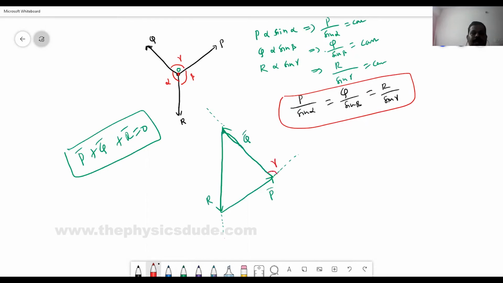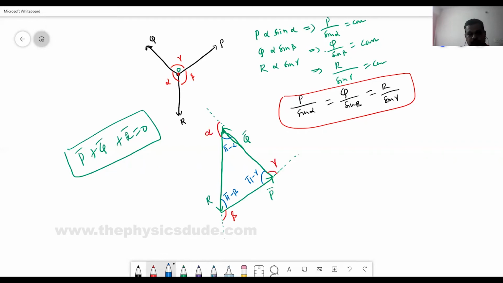Similarly, the angle between Q and R is alpha. So this angle is alpha. And the angle between R and P is beta. But we know that the total angle is 180, so this angle becomes pi minus gamma. Similarly, this angle becomes pi minus alpha and this angle becomes pi minus beta.